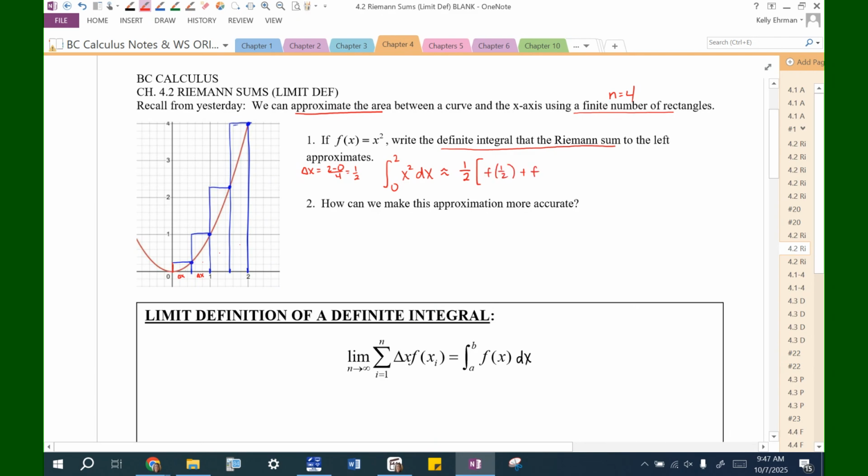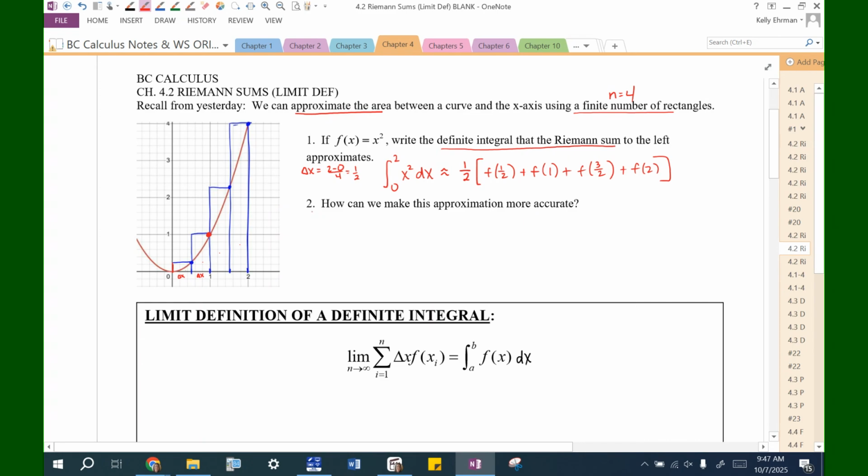Second one is at a height of f of 1, f of 1.5, and the last one has a height of f of 2. And I'm not going to find the value for this, but this is an overestimate, just an approximation of this area. How can we make this approximation more accurate?